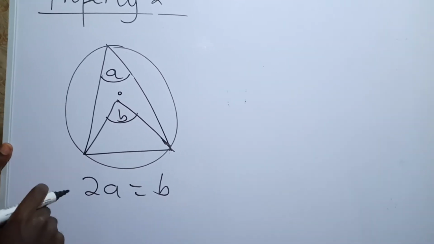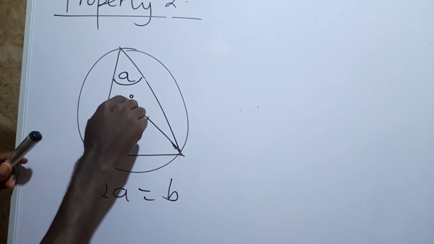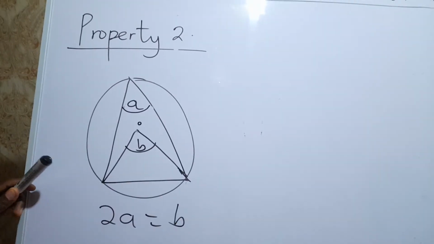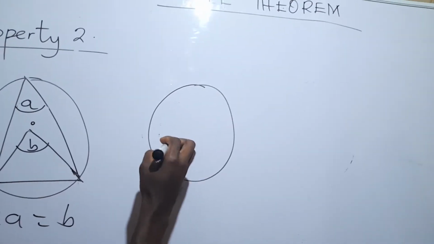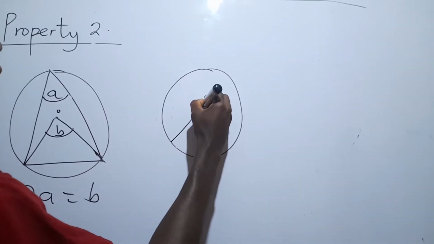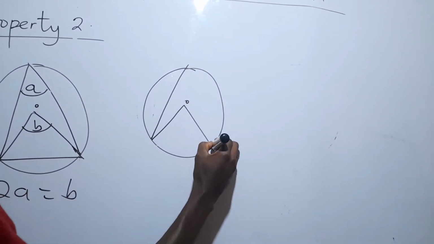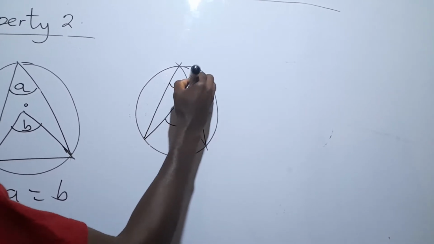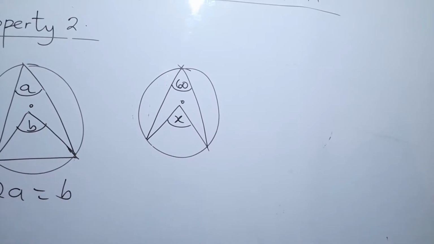Very necessary. So when a chord sustains an angle at the center of the circle, the same chord again sustains an angle at the circumference of the circle, those angles are related as stated. So we can have a problem like this. Let's say O is the center, and I have this to be 60 degrees, and I'm asked to find the angle X.